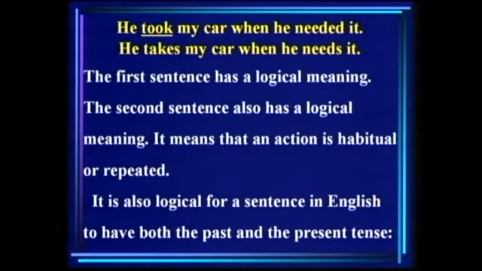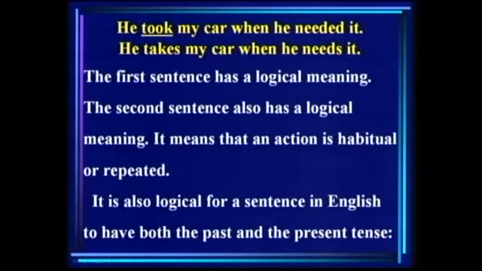The second sentence also has a logical meaning. It means that an action is habitual or repeated. He takes my car when he needs it. Every time he needs it he takes it. والتاني he took my car when he needed it ممكن يبقى ليها معنيين هنا على فكرة، يعني يبقى مرة واحدة خدها لما احتاجها، وممكن يبقى كانت تكرار برضو. He took my car when he needed it يعني every time he needed it. طيب.